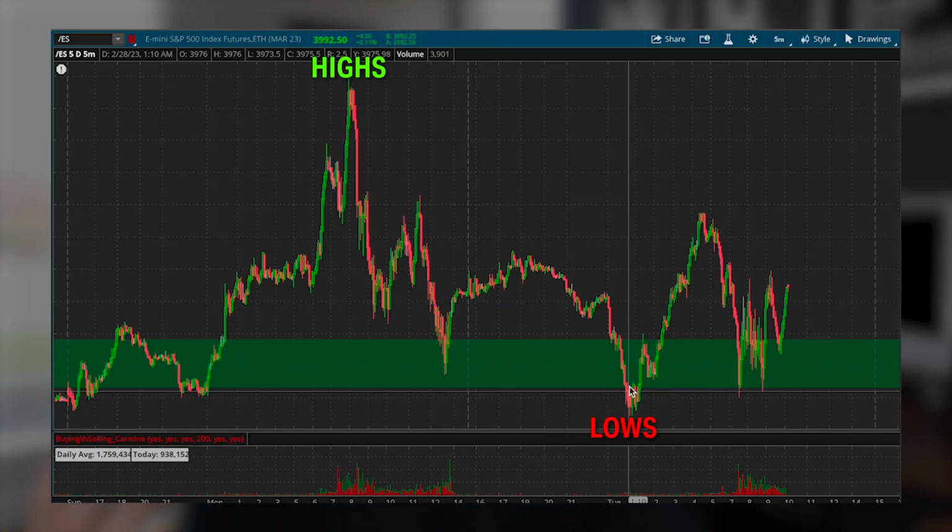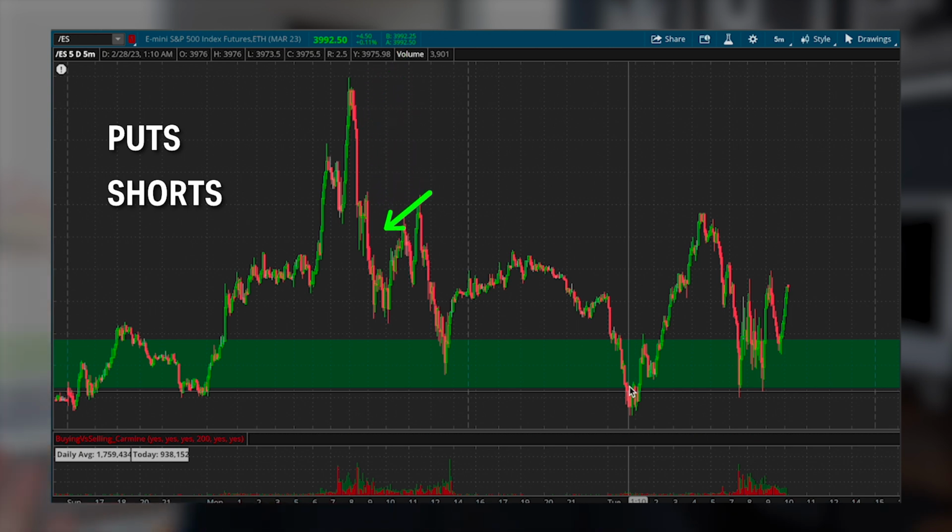So basically what this trading strategy comes down to is just looking at the highs and lows of the pre-market and kind of just seeing where the price gravitated to and where it bounced off from. Or if you're trading puts or shorting the market, seeing where it sold off commonly in the past, right?